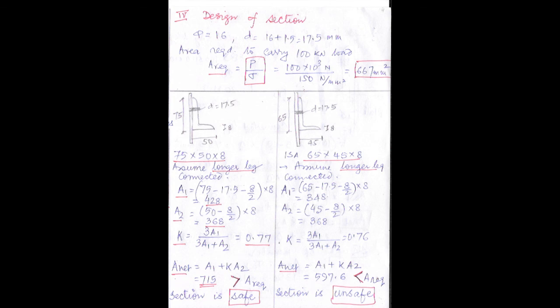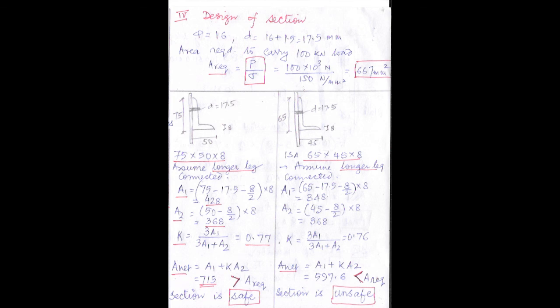What is A1? 428. What is K? 0.77. What is A2? 368. This gives the net area as how much? 715. Now let us look at the beginning also. What is the area required to carry that 100 kilonewton load? 667. So if we adopt this section, 75 by 50 by 8, the net area of this section is 715. So it is more than the required area. So we can say that this section is safe.